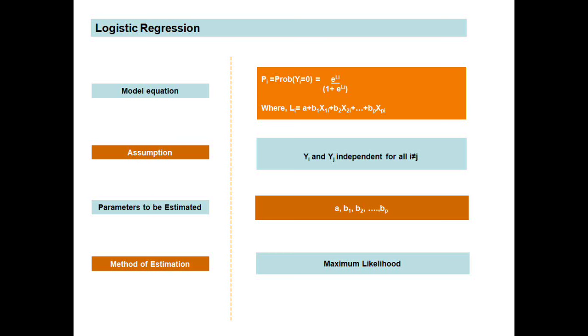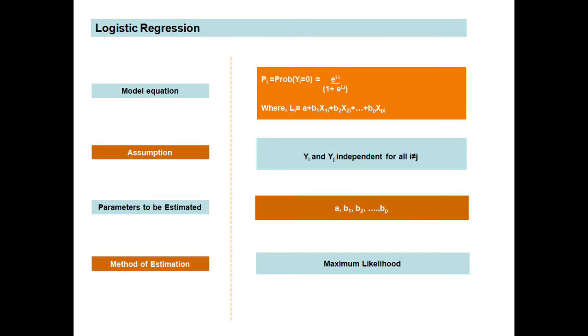While in linear regression we deal with ordinary least squares regression, logistic regression is a non-linear regression, so we cannot use OLSE, the ordinary least squares estimation. For that, scientists developed a new methodology to calculate the logistic regression, and that method is called the method of estimation using maximum likelihood.